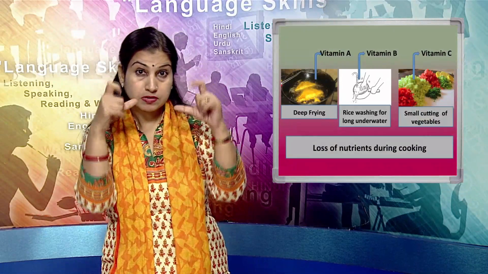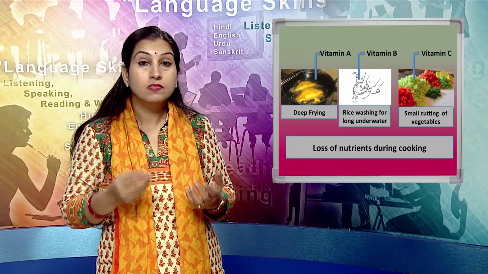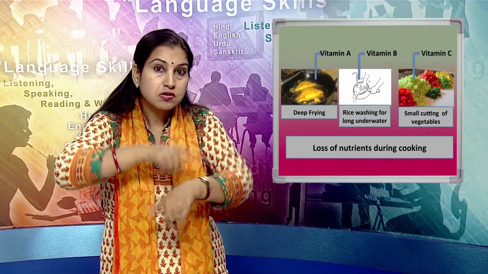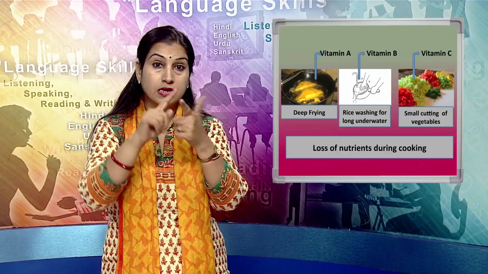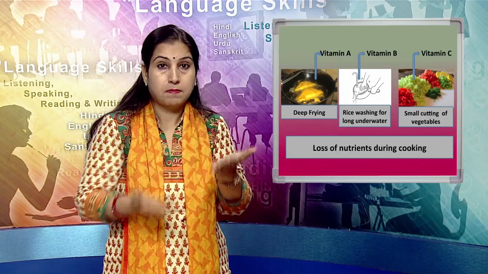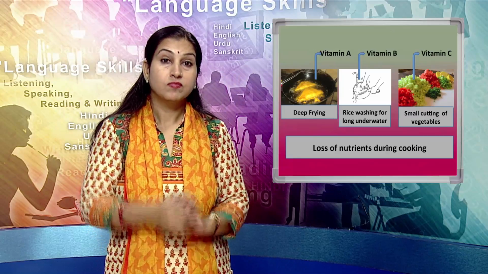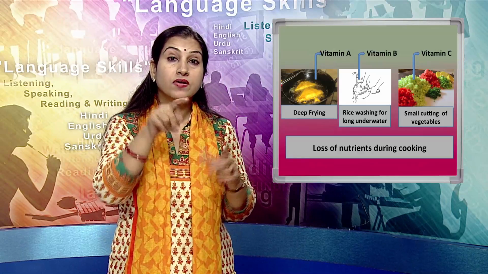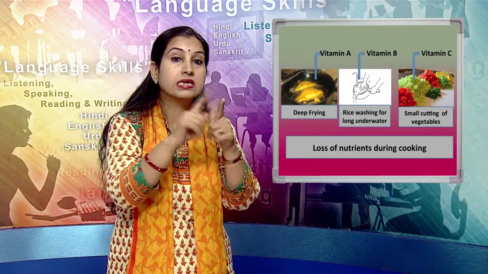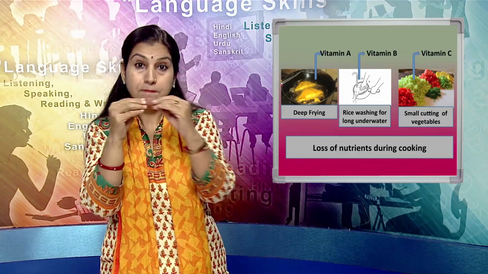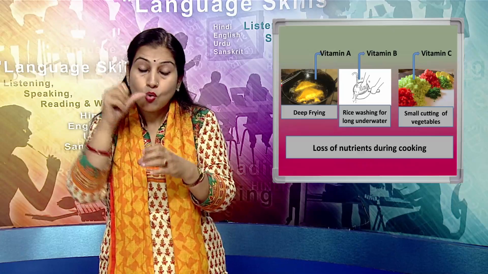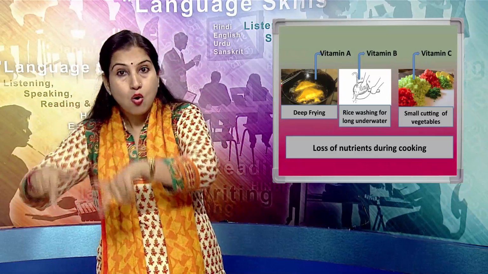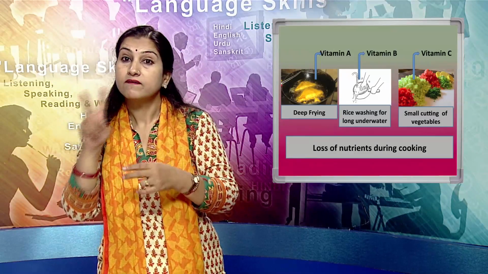Through this picture, you can understand the nutrients can be lost during cooking. Deep frying may lose the nutrient of vitamin A. Vitamin A can be lost in deep frying. Vitamin B can be lost if rice is washed for long duration underwater. And vitamin C can be lost if vegetables are cut into small pieces.